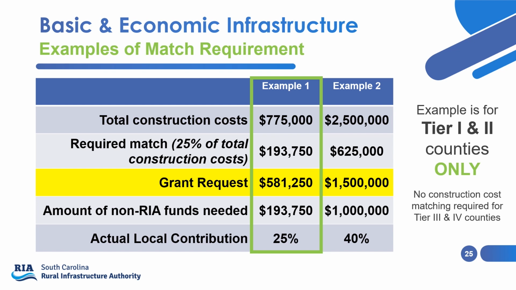In the second example, the project has construction costs of $2.5 million. By multiplying the total construction cost by 25%, the amount that must be committed by the applicant to meet the 25% match requirement is $625,000. However, taking into consideration the newly revised amount for RIA grant requests of up to $1.5 million, the applicant has to commit to the match plus what the balance is after subtracting the potential grant award. In this case, the applicant commits to $1 million with a final local contribution of 40%.